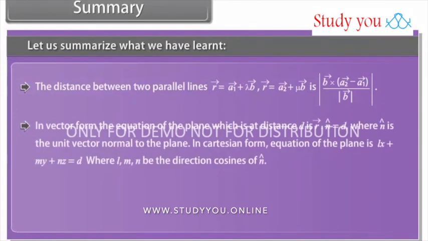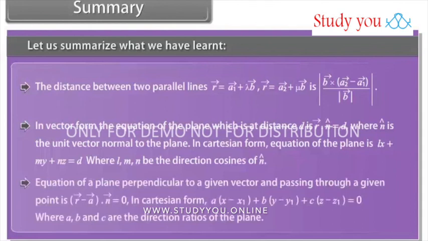In vector form, the equation of the plane which is at distance d is, where cap n is the unit vector normal to the plane. In Cartesian form, the equation of the plane is, where l, m, n are the direction cosines of cap n. Equation of a plane perpendicular to a given vector and passing through a given point is, in Cartesian form, where a, b, and c are the direction ratios of the plane.